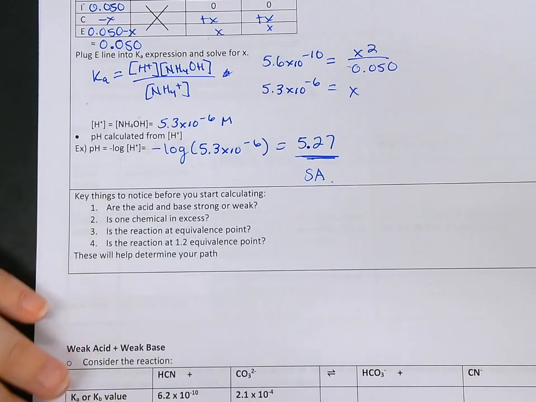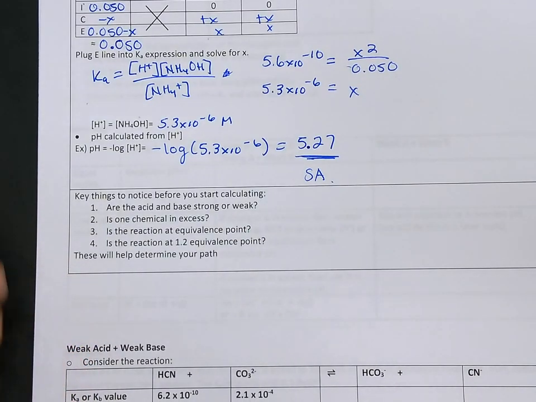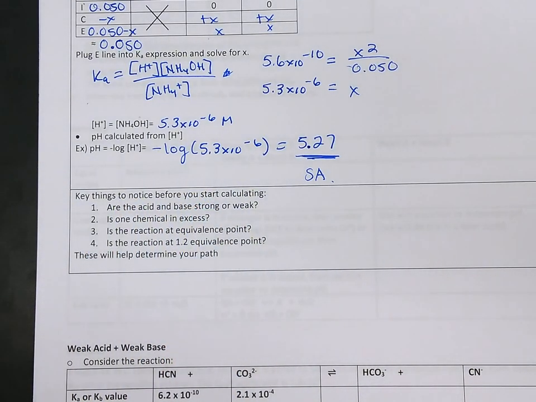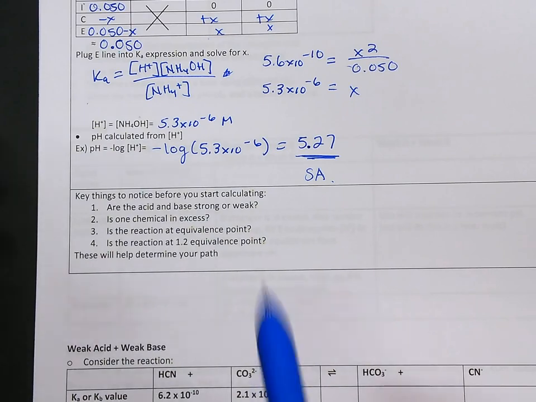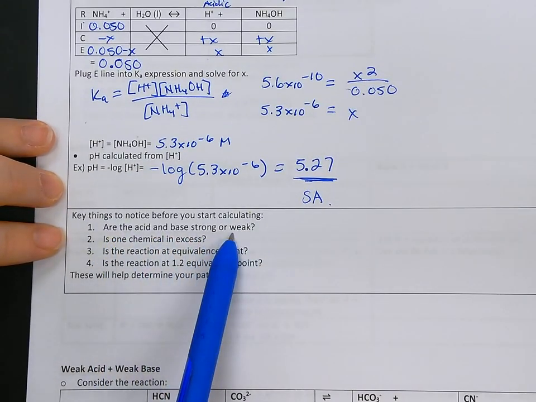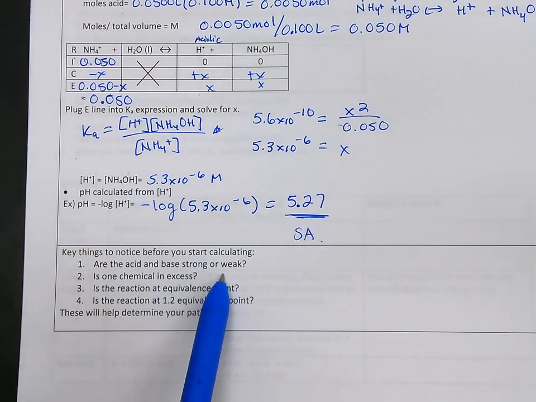So, I know this has taken a while. This is almost an hour-long video. I get it. It's a long one. Told you guys. So, key things to notice. Before you start calculating, you need to ask yourself some questions. Okay? Are the acid and the base strong or weak? Ask yourself. Label them. Know that. Because that's going to determine the path you take.